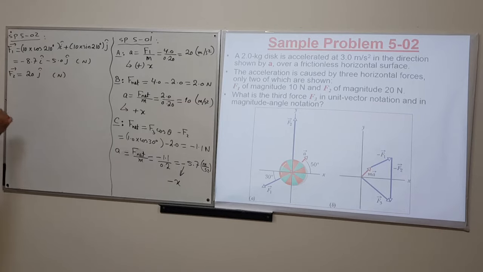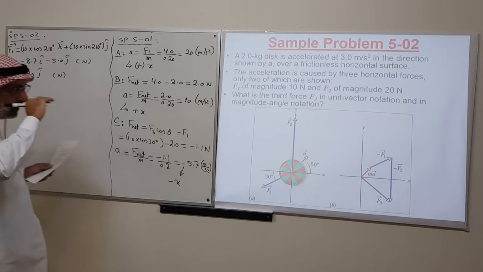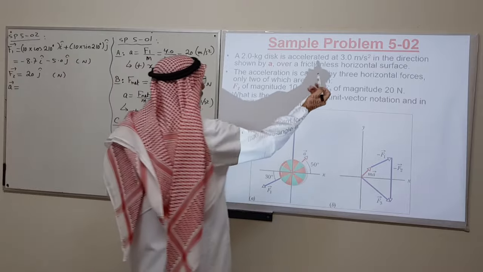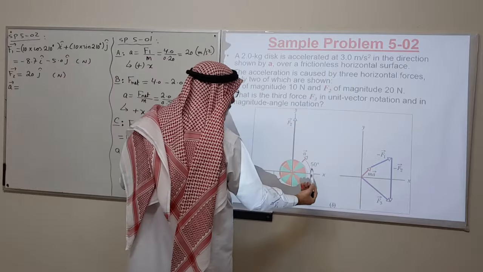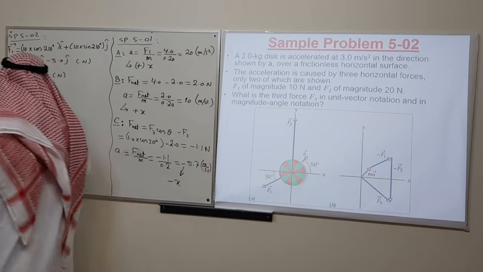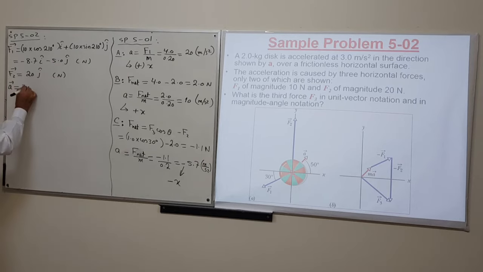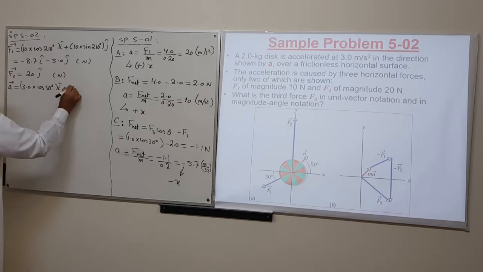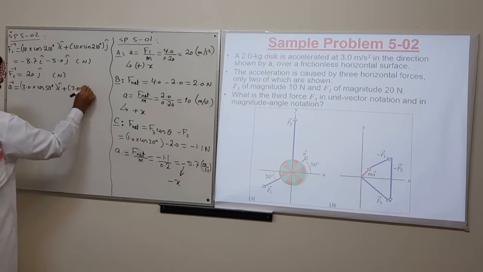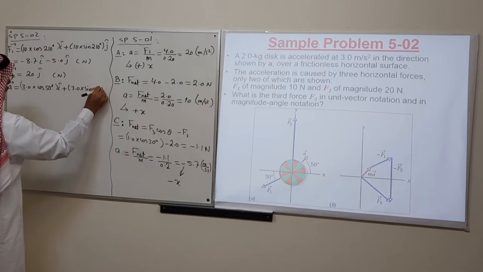Let's now work on the acceleration. Express the acceleration in unit vector notation like we did with F1. Again, we have a vector whose magnitude is 3, making an angle of 50 degrees. So it will be 3 cosine 50 i plus 3 sine of 50 j.